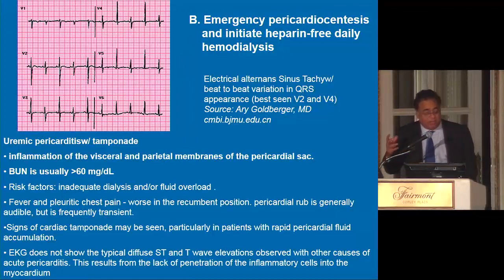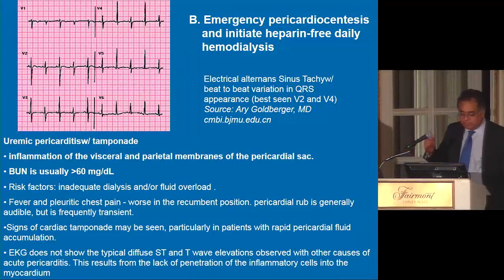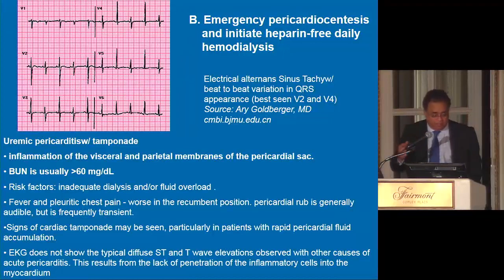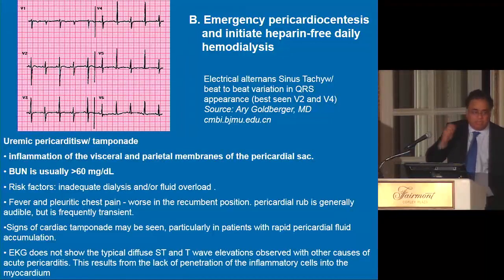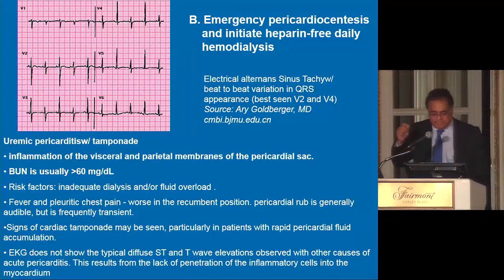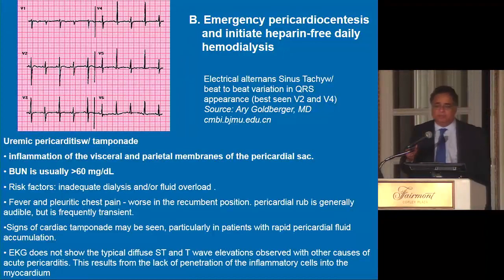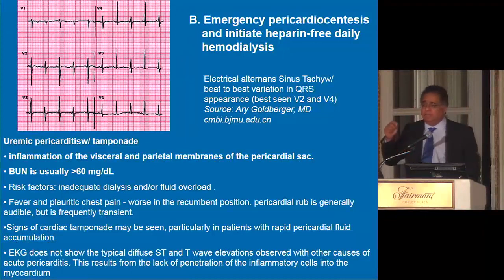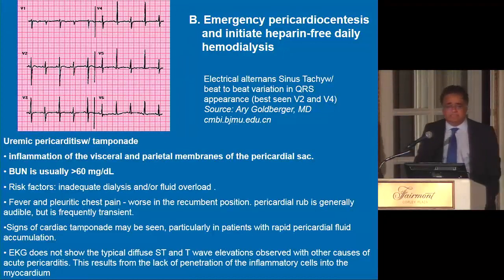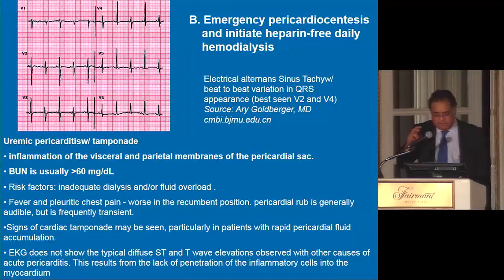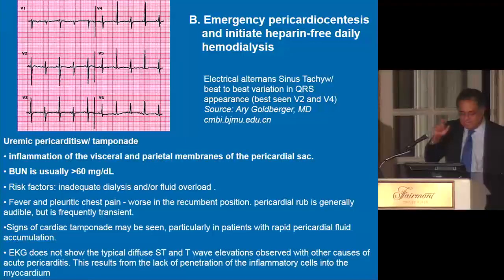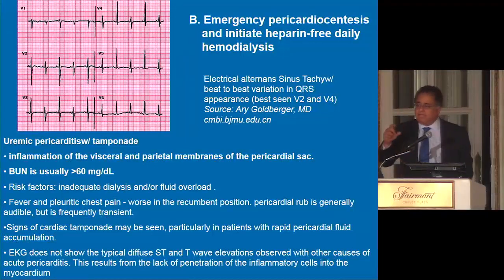Signs of cardiac tamponade may be seen in these patients, particularly in patients with rapid pericardial fluid accumulation. The electrocardiogram does not show the typical diffuse ST and T wave elevations observed in other causes of acute pericarditis. For example, Dressler's syndrome, post-MI, right? This is the post-MI concave up ST segments. This is because of the lack of penetration of inflammatory cells into the myocardium, right? So that's why you don't see that.